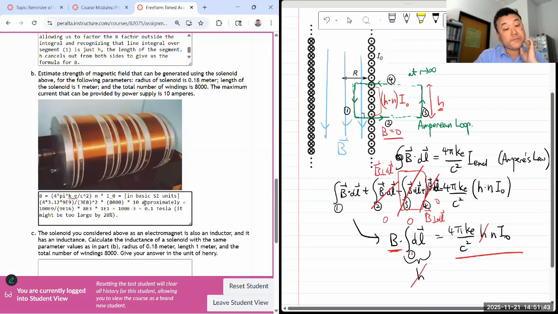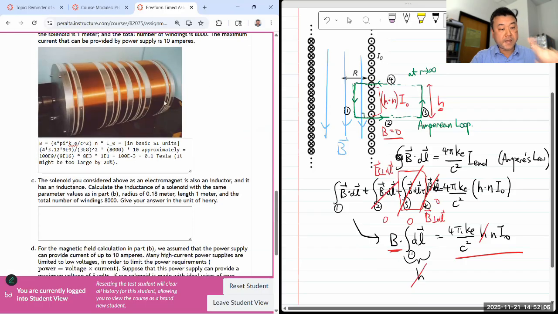1 Tesla magnetic field is super large. You basically need a superconducting magnet to generate a 1 Tesla field. 0.1 Tesla is a respectable non-superconducting magnetic field. So I think that's right, and we'll double check. Now this radius doesn't affect us here, but it'll matter for the next part.